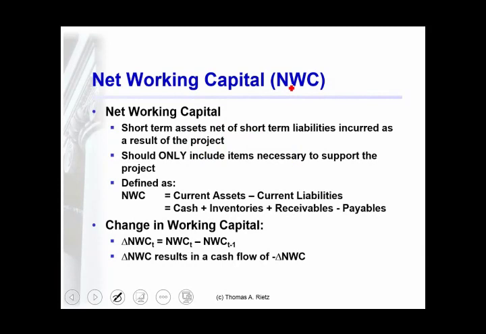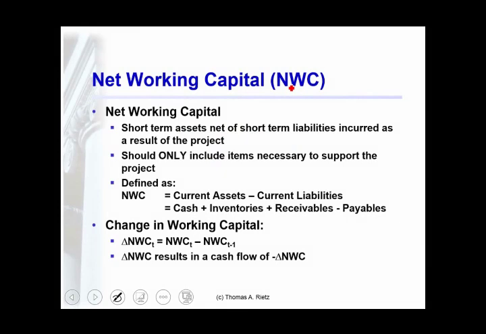Most likely we'll tie up some money in inventory, in accounts receivable, and we may get some funding through accounts payable. Now, the rules are you should only include items that are necessary to support the project. And then we'll look at net working capital, which is the cash required to be tied up in the project, if any: inventories you build up plus accounts receivable minus accounts payable.